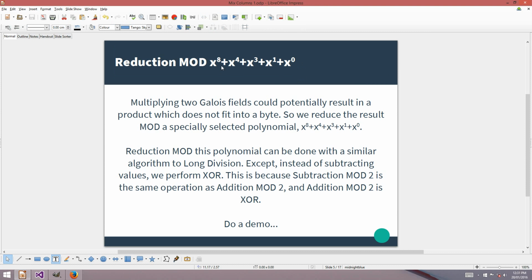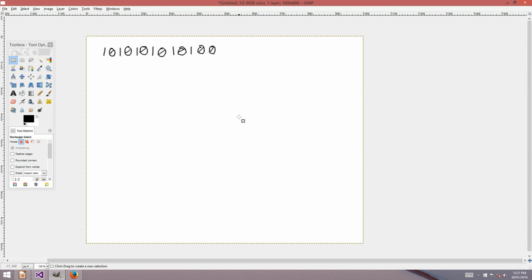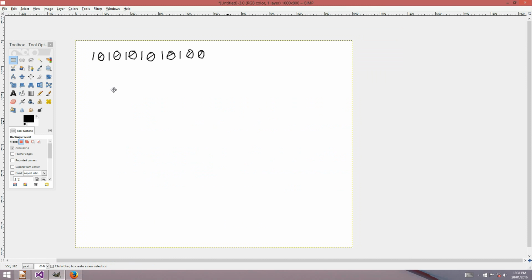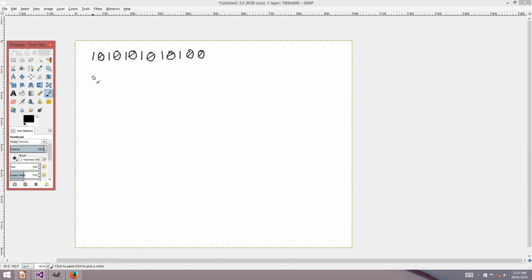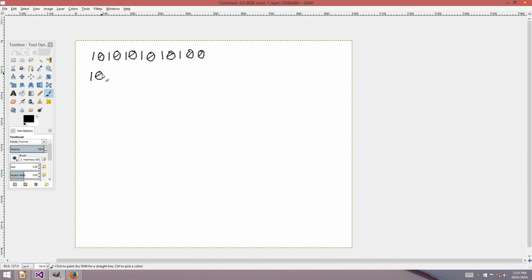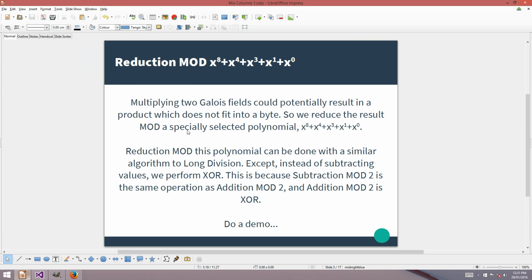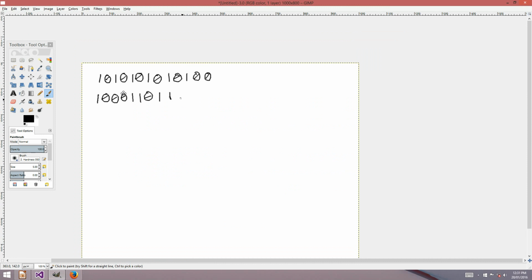So if we just write this polynomial out, what is it? 8, 4, 3, 1, 0. We're going to want to write it out as a bit sequence. Let's have a go. There's an 8, there's no 7, there's no 6, there's no 5, there's a 4, there's a 3, there's no 2, there's a 1 and a 0. So that is the bit sequence of the polynomial that we just saw before, if we write it out as one of these bit sequences.